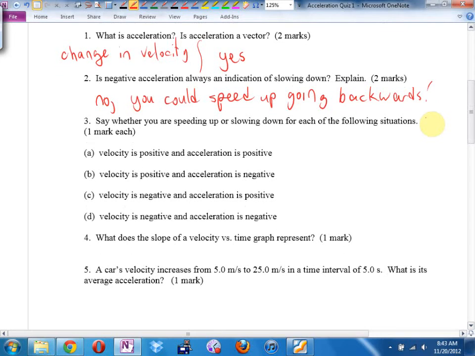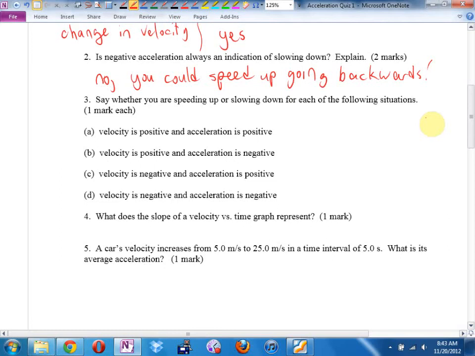Number 3 says, say whether you're speeding up or slowing down for each of the following situations. Okay. Velocity is positive, acceleration is negative. Speeding up or slowing down? Anyone? If your velocity is positive and your acceleration is... Did I say negative? Sorry, A. Velocity is positive, acceleration is positive. Speeding up or slowing down? Speeding up.